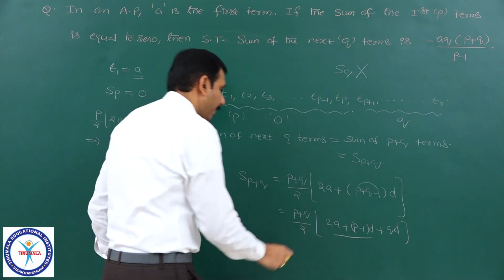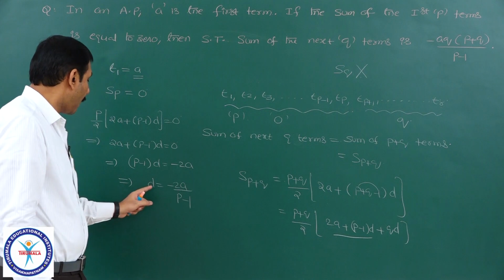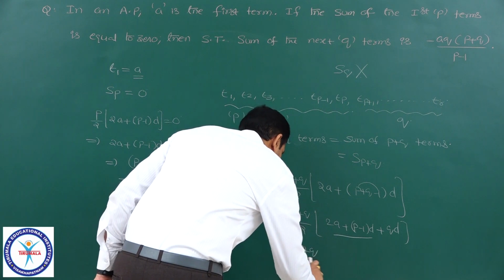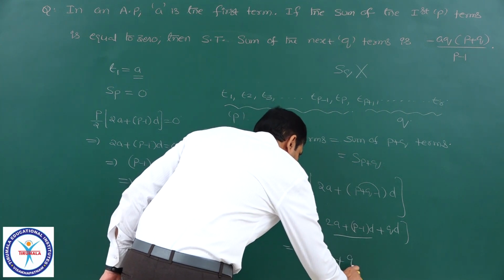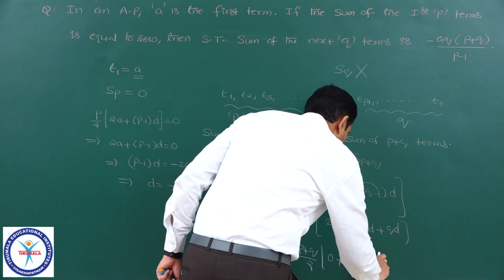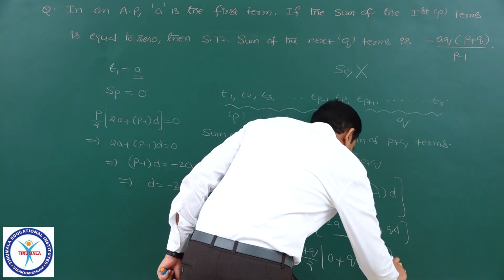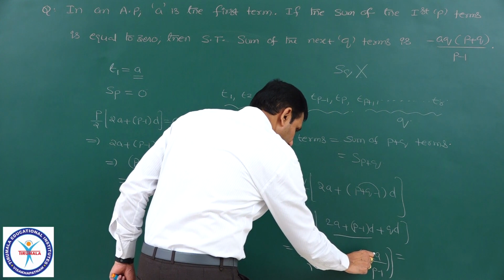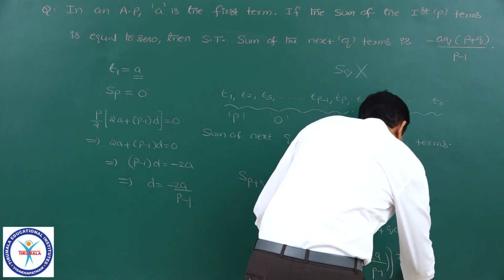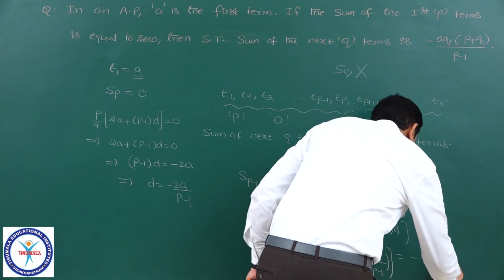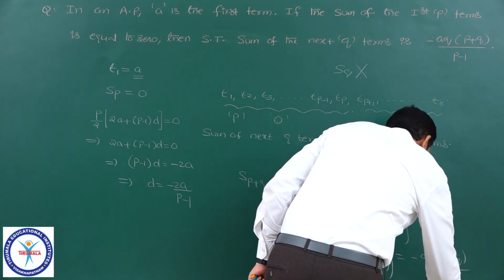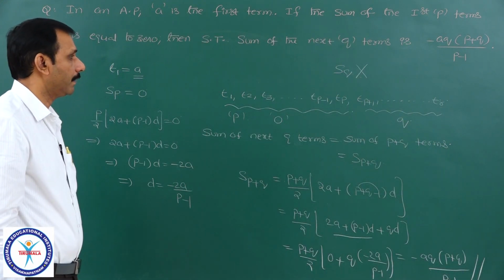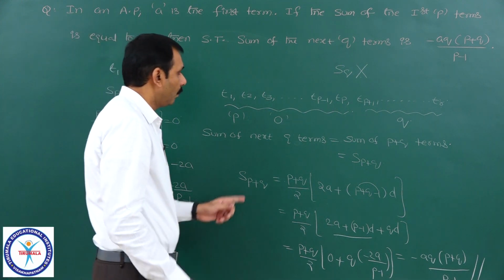What is 2a plus (p minus 1) into d? That value is equal to 0, and of course the d value I will substitute. It is equal to (p plus q) by 2 into (0 plus q into d), where d is minus 2a by (p minus 1). Therefore, it is equal to (p plus q) by 2, and here minus 2 is there, this 2 and 2 will get cancelled. It is minus aq into (p plus q) by (p minus 1), which is the required answer: minus aq into (p plus q) by (p minus 1). Here you have to observe only this step.